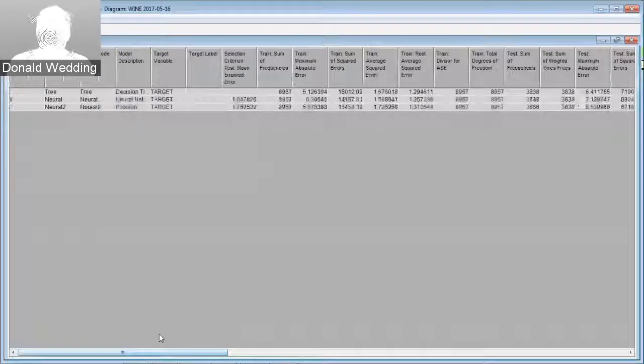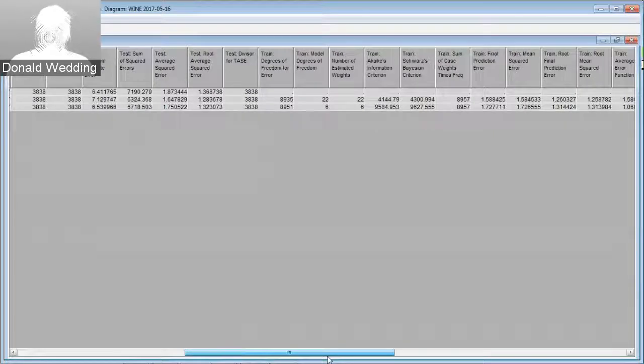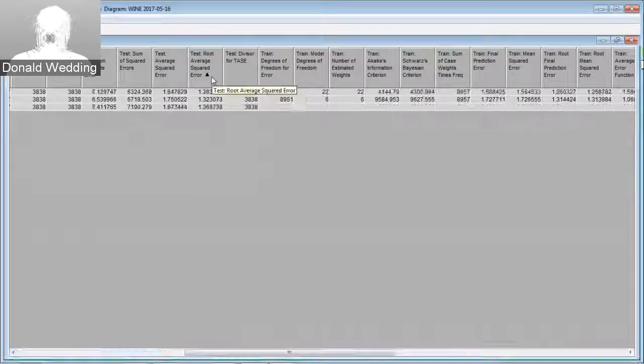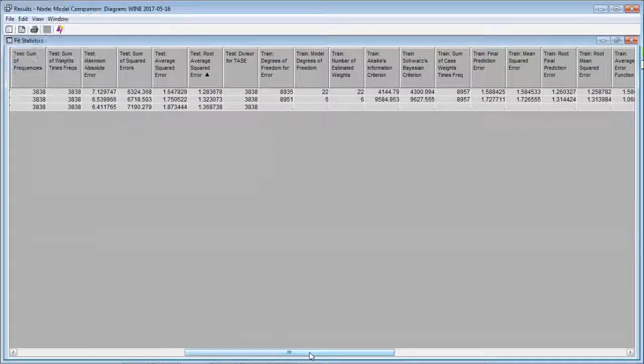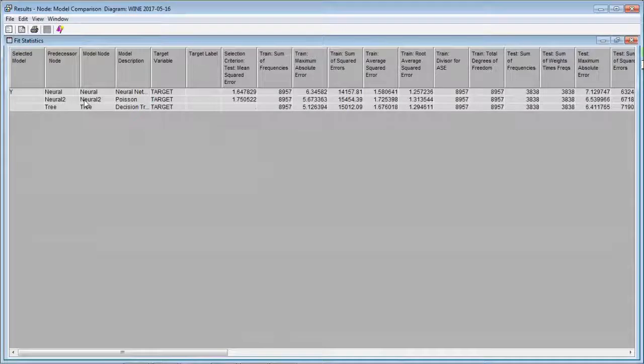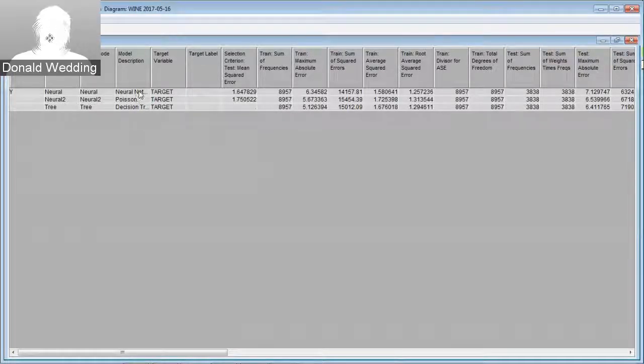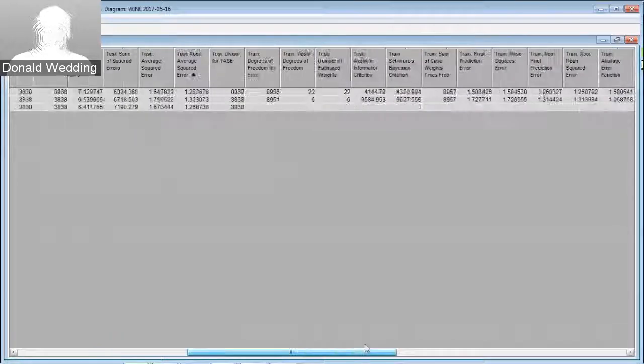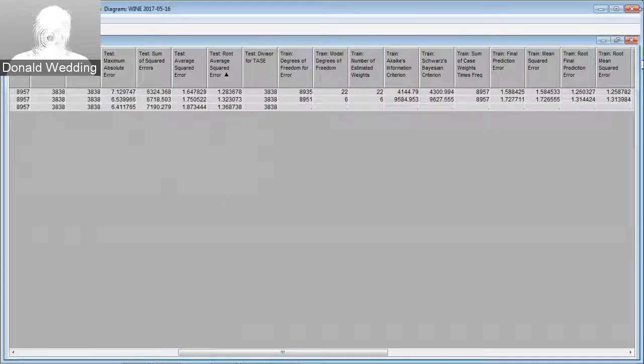Okay, so let's see what I got here. Poisson, neural network, decision tree. Let's see how they all performed. My neural network, then my Poisson, then my decision tree. But there's not really a hill of beans worth of difference between any of them.